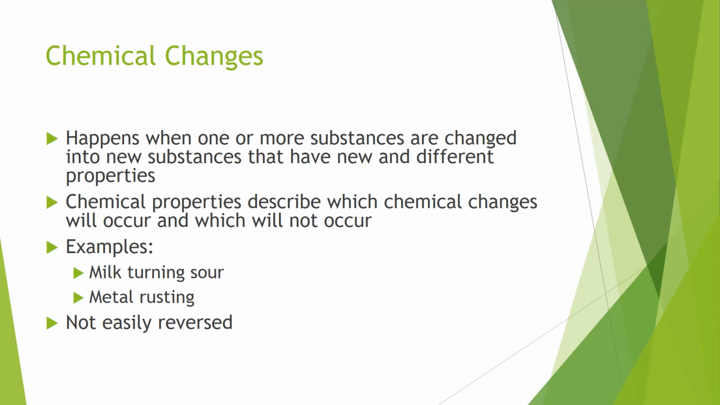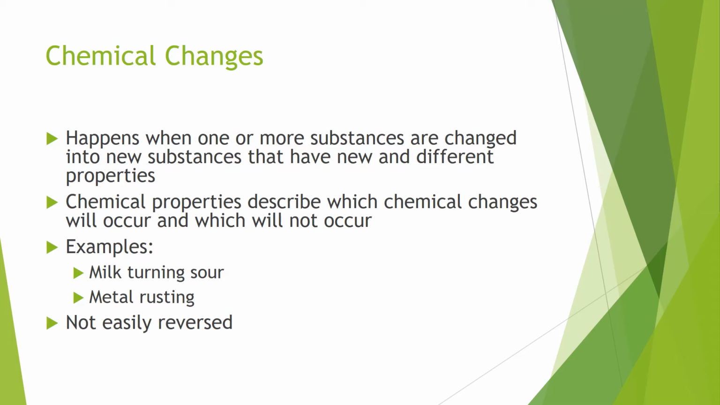Also remember when we talked about chemical properties that a chemical property of an object describes its ability to react and have a chemical change. So we talked about reactivity. Flammability is its ability to catch on fire and change. Toxicity is the ability to be toxic and its ability to react. So those properties are going to tell us what chemical changes occur and don't occur for that substance.